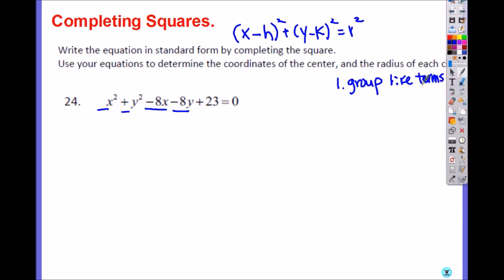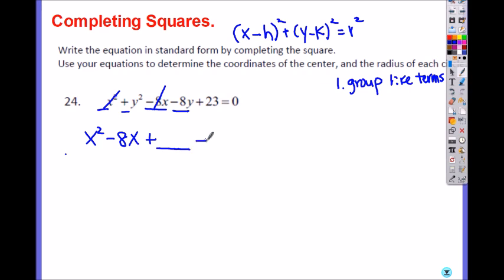So let's group x's first. So I put x squared with x, negative 8x. And in order to complete the square, I need to do b divided by 2 squared. So I'm going to just go ahead and write a blank there. I don't know what it is yet, because my first step is to group like terms.